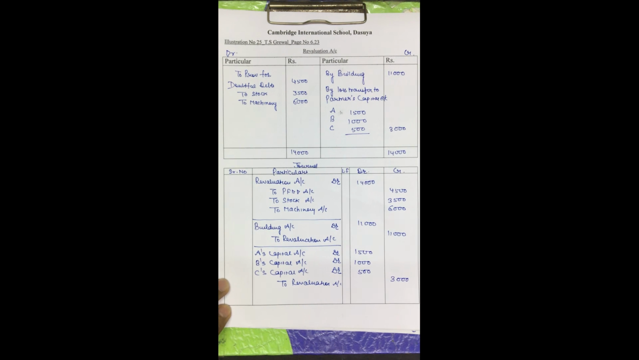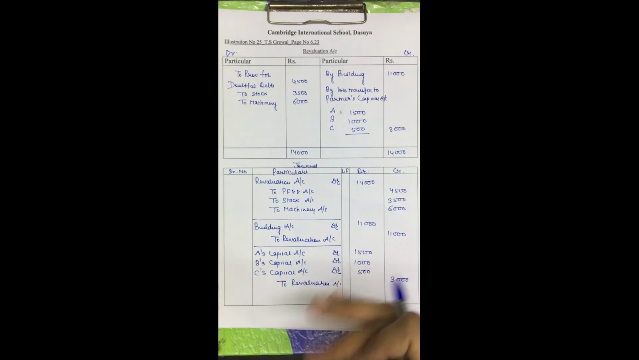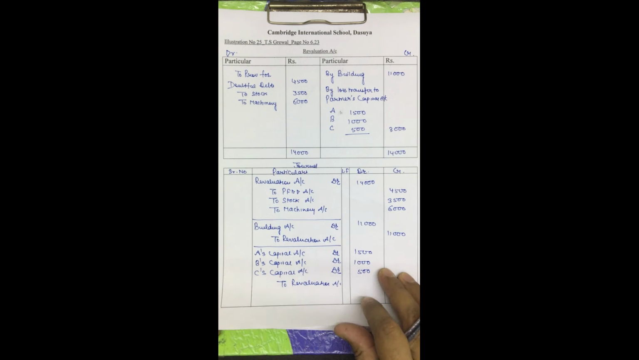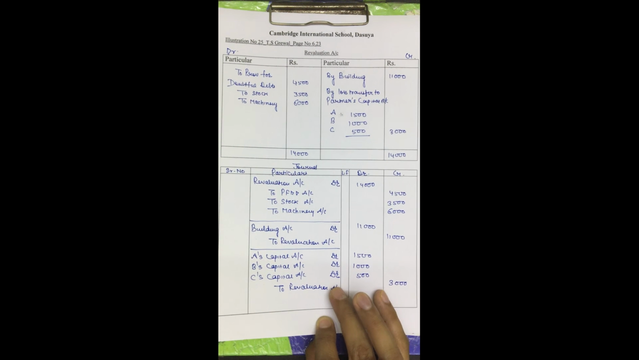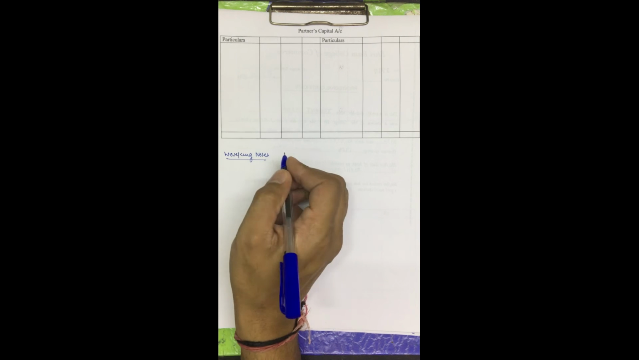So now we have completed the first step, how to prepare the revaluation. We have put the adjustment in the proper side of the revaluation, then side by side we have passed the entries. Now after that we will prepare the partners capital account. So this is the format of partners capital. I already have prepared this. So before preparing the partners capital account, just do all the working notes. Working notes means goodwill adjusting entry and the gaining ratio.